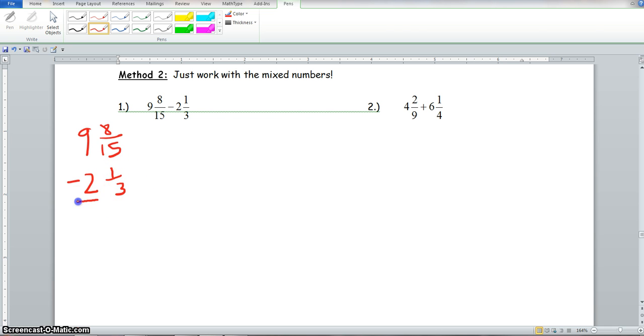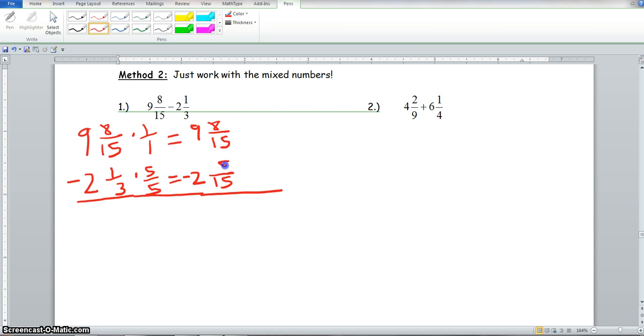Now we have to find a common denominator of 15 and 3. So now, what we would do is this. The common denominator of 15 and 3 is 15. So we know we will multiply this fraction by 1 over 1, and we will multiply this fraction by 5 over 5. So now, we'll carry over the whole numbers, or we should say the integers, and now we will multiply this. 8 times 1 is 8, and 15 times 1 is 15. 3 times 5 is 15, and 1 times 5 is 5.